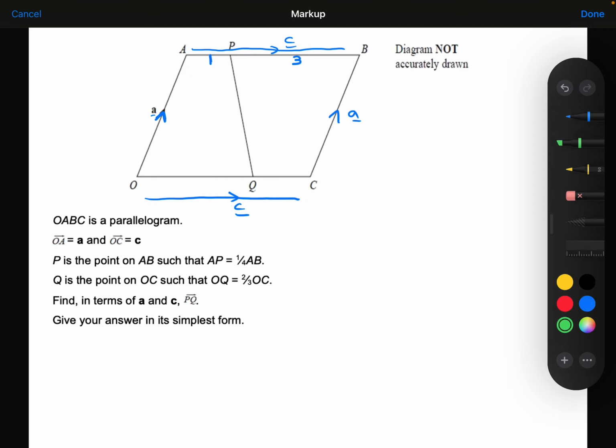We're told that Q is the point on OC such that OQ is 2/3 of OC, which means this will be 2 parts and this will be 1 part if OQ is 2/3 of OC. Right, we need to find, in terms of A and C, the vector P to Q.